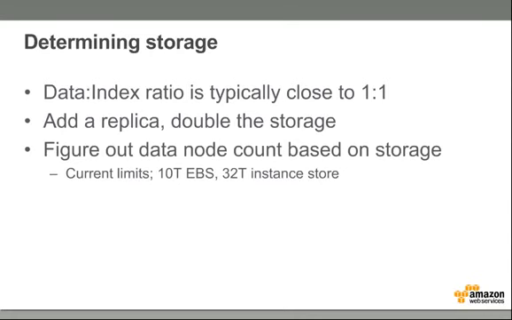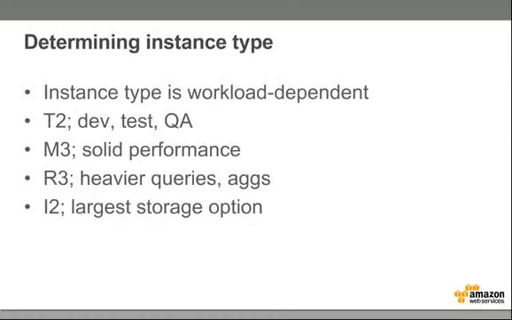So if I have a terabyte of source data, I'll need a terabyte of storage online to be able to store that data. Now, adding a replica actually adds an additional copy of that data. So for my first replica, I would double the storage needed. So if I have 1 terabyte of source data, I would need 2 terabytes of storage online to be able to store that. And we can figure out our overall data node count based on the storage needed.